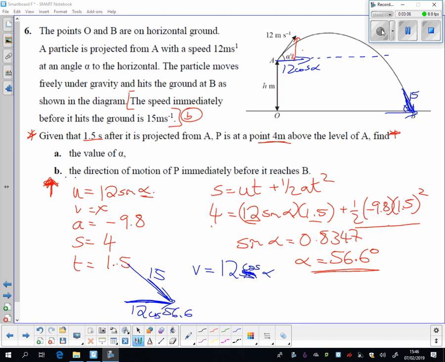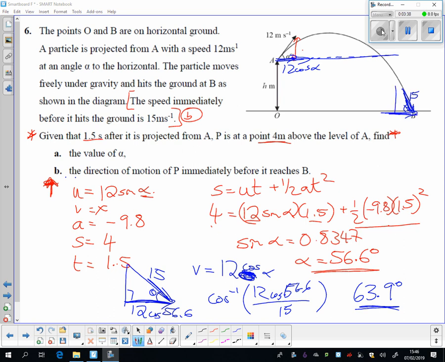And so I'm going to try and do a little right-angled triangle here. I'm going to use this as theta here, and what am I going to do? I'm going to do an inverse cos of 12 cos 56.6 divided by 15. And when you do the inverse cos of that, you get 63.86, or 63.9 degrees. Sorry about that little mistake there. It's a cos. You're going at 12 cos alpha all the way along, and then I'm doing this right-angled triangle here to find the angle it hits there.